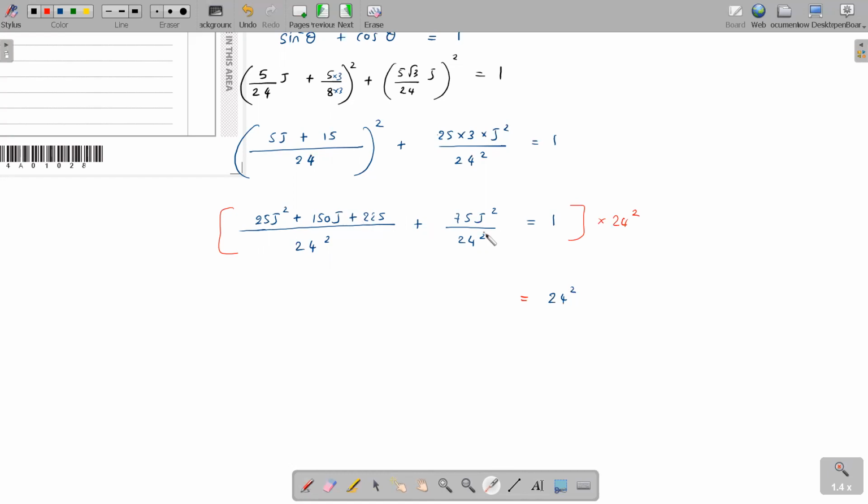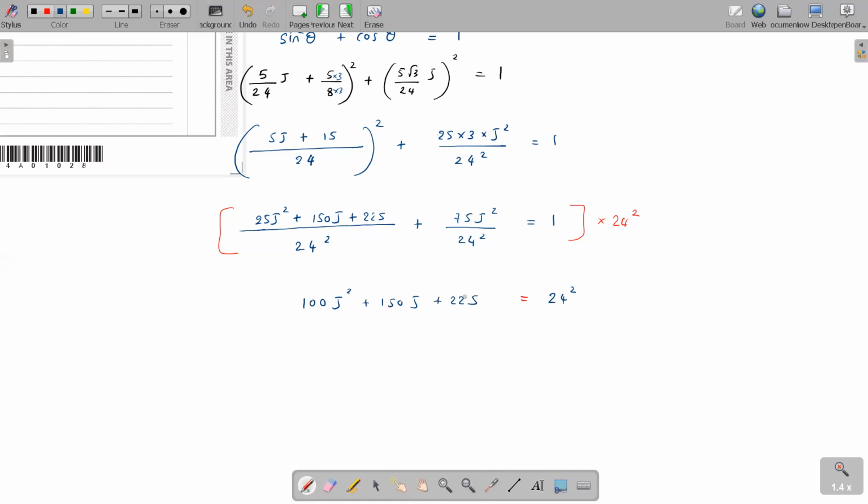I'm trying to save some steps here. You can go in a longer step. You can directly add these two. The denominators are common, so you can directly add these values. And then it's over the common denominator 24 square, and you can take it to the other side. So just trying to save one or two steps here. Otherwise, you can write the extra step. There's absolutely no problem. Just trying to save a few seconds here. 25j square plus 75j square is 100j square plus 150j plus 225.